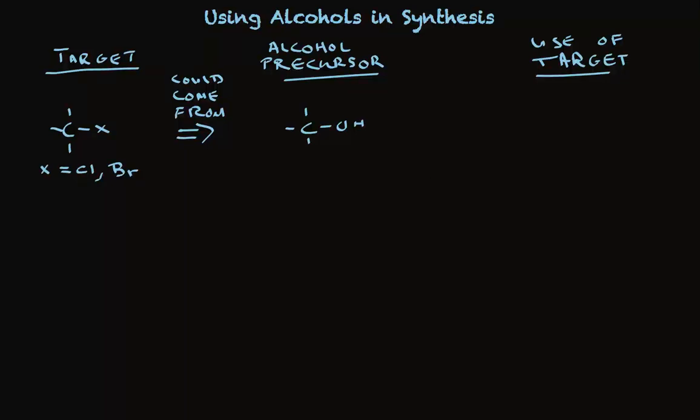And alkyl halides, well, they're used in substitution reactions. So we'll just put nucleophile there. They're used to make alkenes. And importantly, for the chemistry we just learned, they are the precursor for Grignard reagents.